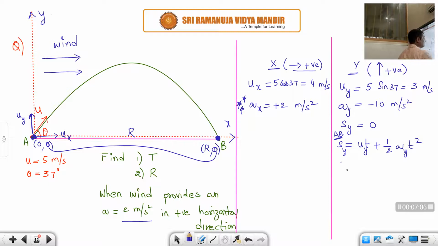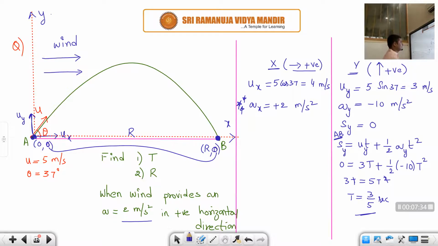What is the displacement in y direction? 0. What is the initial velocity in y direction? 3, into time of flight t, plus half, what is ay? Minus 10, into t square. So that is 0 equal to 3t minus 5t square. So one t will get cancelled. So t is equal to 3 by 5 seconds. Correct or not, students? So I hope you understood this one.